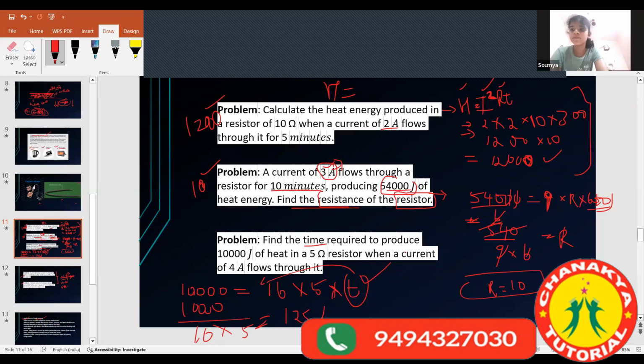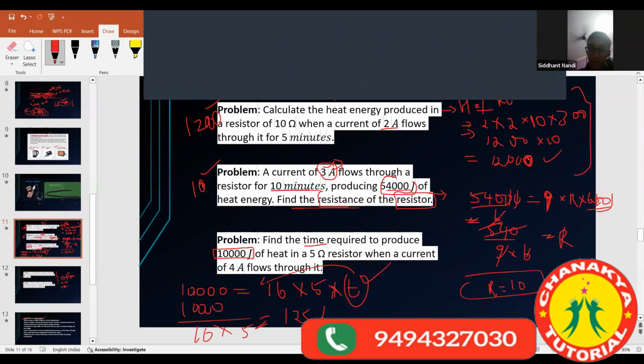Ma'am, in the third question, what's the joules? 10,000. Okay. What is a joule? It's heat. Ma'am, what's the value of the heat in the question? 10,000 joules. Okay.